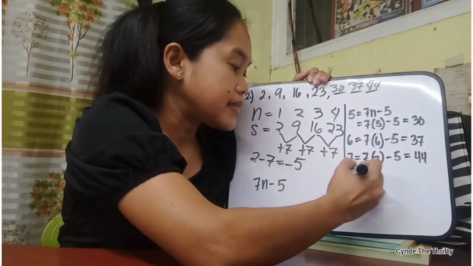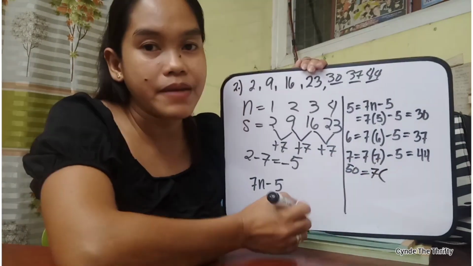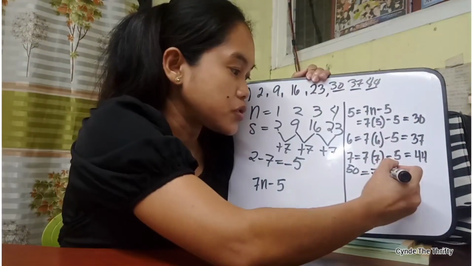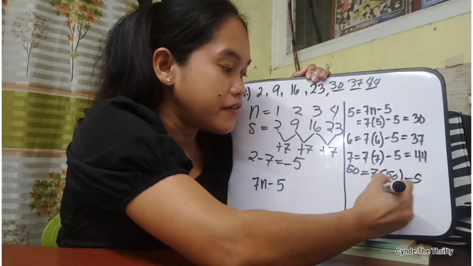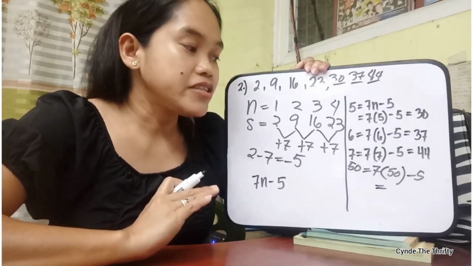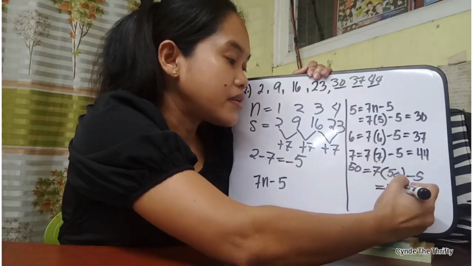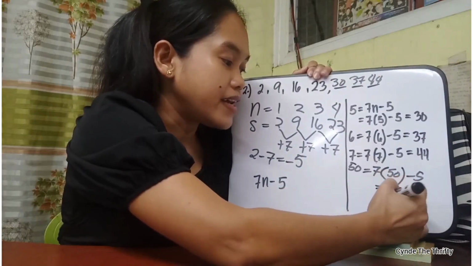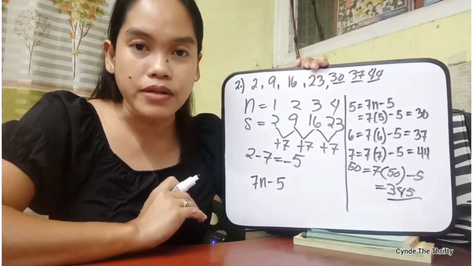So, solve natin si 50th term. So, 7 times, pang ilang term yung hinahanap natin? 50th. So, 7 times 50 minus 5 equals, so 7 times 50 is equal to 350 minus 5, ano yung pang 50th term natin? 345. Ayan. So, di ba mapapadali yung pag-solve natin kapag meron tayong nth rule.